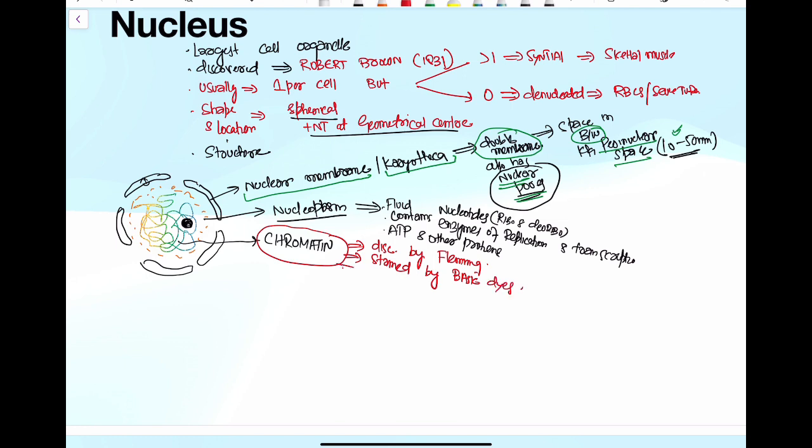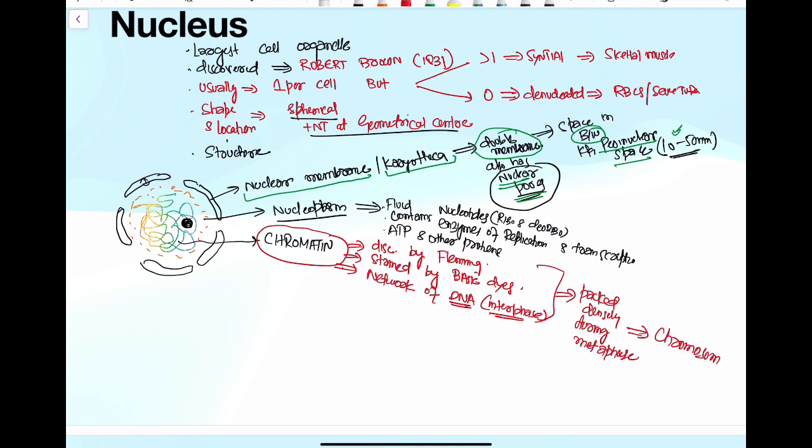And this chromatin is actually the network of DNA, loosely packed DNA. DNA in which phase? Interphase. It is the network of interphase DNA, or loosely coiled DNA. And when this chromatin is packed densely during metaphase, it forms so-called chromosomes.